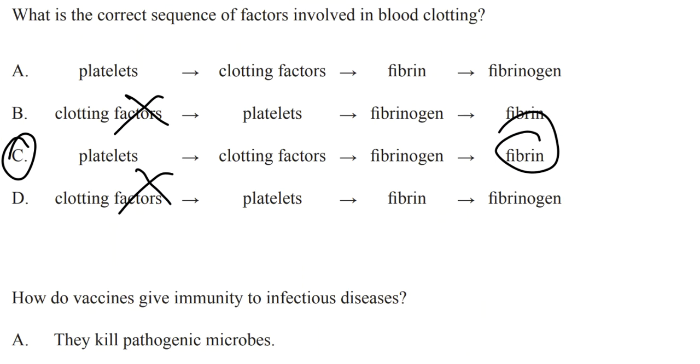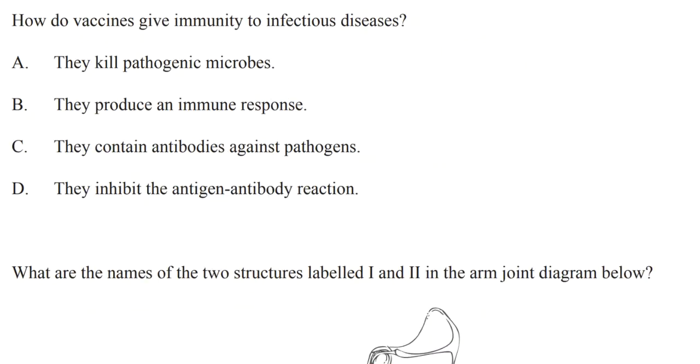How do vaccines give immunity to infectious diseases? They don't kill pathogenic microbes. They produce an immune response, that's true. They don't contain antibodies, not all of them. They inhibit antigen antibody reaction, that's not true. That would actually worsen your susceptibility to infectious disease.